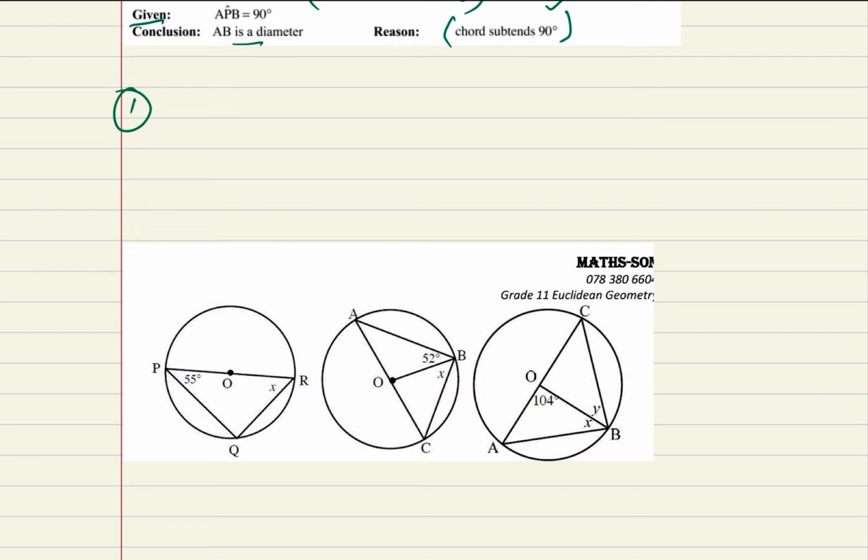Are we given 90 degrees? No, we are not given 90 degrees. Step number one, before I look for x, I'm going to say angle Q is equal to 90 degrees. Why is it 90 degrees? Because this is an angle in a semicircle.